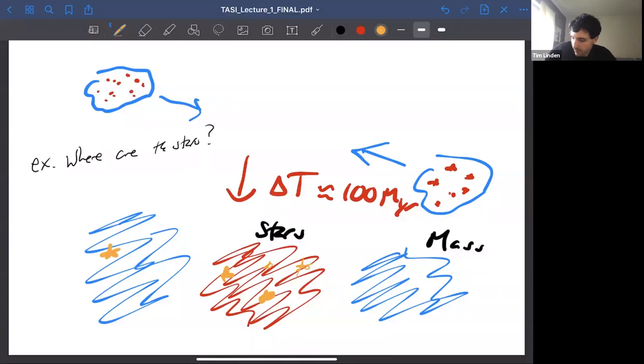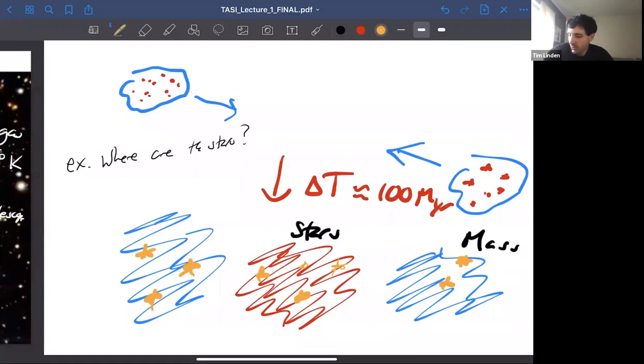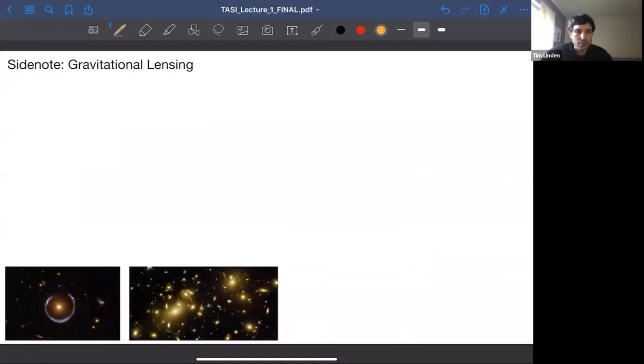Or are they over here? Okay. So side note, I thought stars are kinematically like dark matter. Yes, somebody has answered it in the chat.